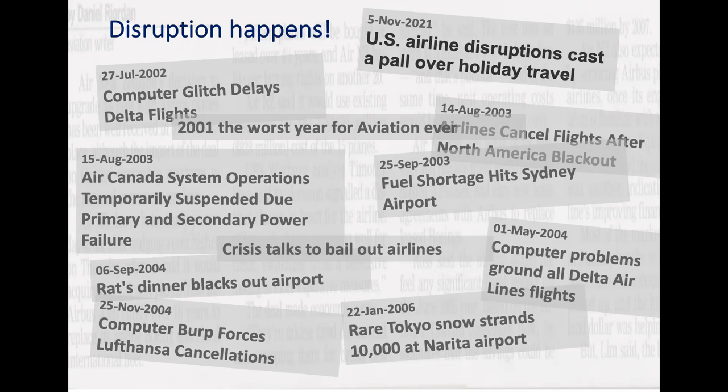IT systems are, most companies of all, across all sectors, all industries rely on IT now, but airlines in particular, it is very much a real-time foundation system for an airline.